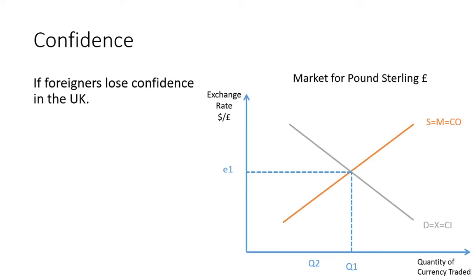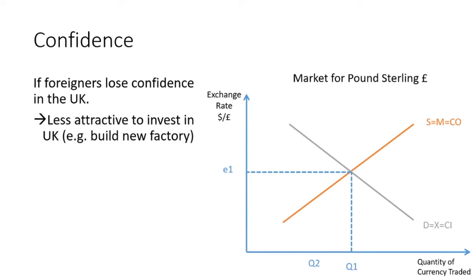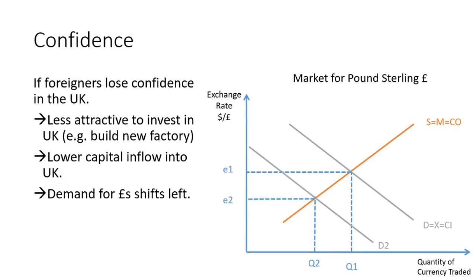Now, confidence means that foreigners want to have their money in the UK, either put their money into UK assets, or maybe they just think that the UK is going to be a place with strong economic growth, somewhere where they want to have assets in the future because it's going to be a place where that strong economic growth is going to transfer into higher incomes. And so if foreigners lose confidence in the UK, well, this means it's a less attractive place to invest. So people would not want to build so many factories in the UK. This means that there's lower capital inflow into the UK, which is going to shift the demand for pound sterling to the left, and we will see a depreciation in pound sterling.